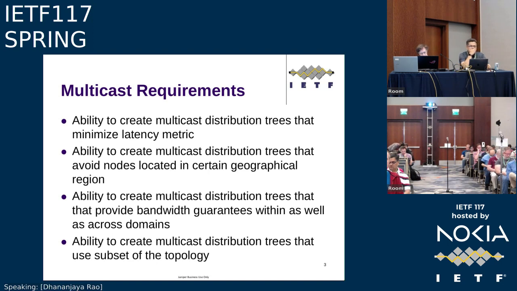The multicast requirements follow largely the same pattern as what is already in the draft with respect to unicast. The creation of multicast distribution trees addressing different types of intent, such as minimal latency, node avoidance in certain regions, trees for certain bandwidth requirements, as well as multicast distribution trees that use a subset of the topology, a few of the ones that are included. Next slide, please.